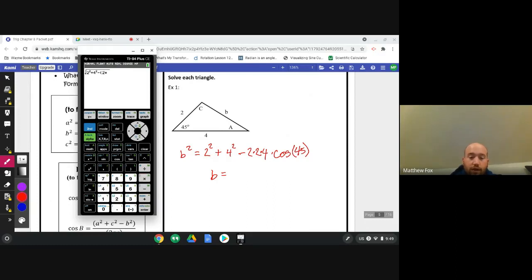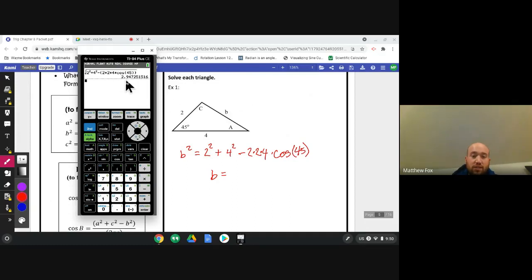So 2 times 2 times 4 times the cosine of 45. Close that, close the whole thing, and now I can hit enter. And as you can see, we get 2.294, right? It keeps going and going. And here's the thing. Today, with law of cosines, if we're using that, let's go ahead with sides. I want us to go to the hundredths place.